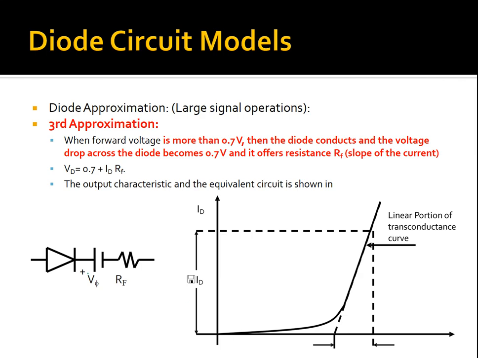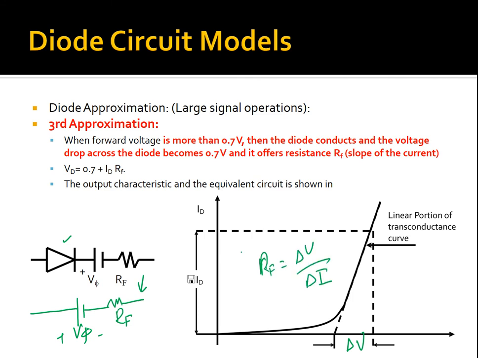We have the diode, which in forward bias will be just a short circuit, but we have a barrier potential and then we have a forward bias resistance. So this is the third approximation and the more accurate model of the diode. We know that we are getting the RF value through the rate of change of the voltage and the rate of change of the current here. So this is called forward bias resistance, with the rate of change of voltage and the rate of change of the current. This is the more accurate model of the diode.